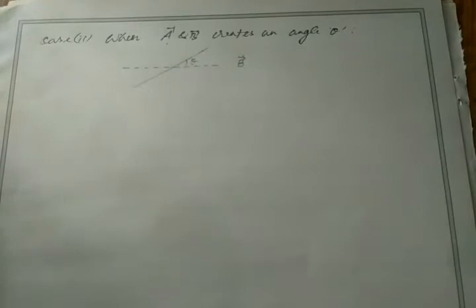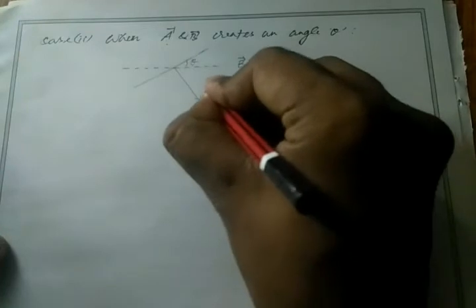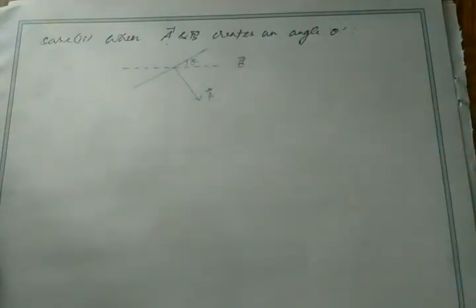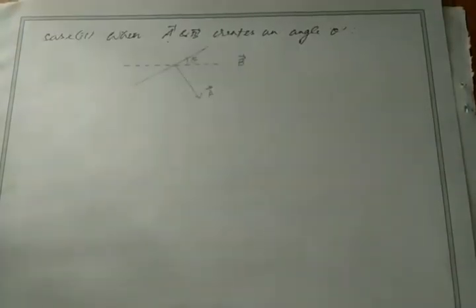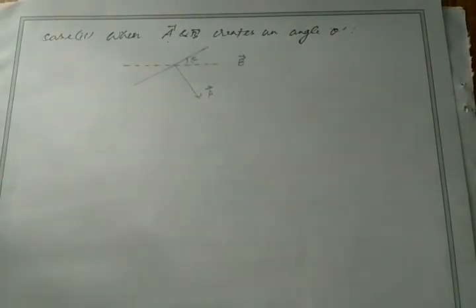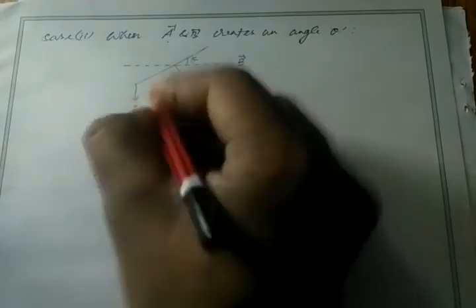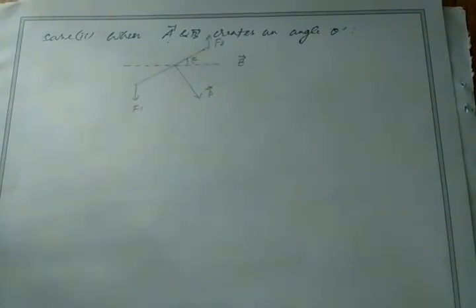As I said already, area is a vector quantity. Area is always perpendicular to the loop side. Okay, so this is our area, perpendicular. This is our area vector. Clear? Instead of taking this loop as horizontal, we take it at an angle theta. So what are the forces acting? Similarly, two forces act. This is our F1 and this is F2. Okay.